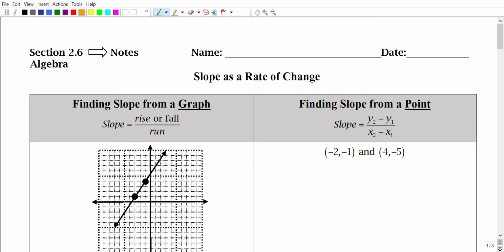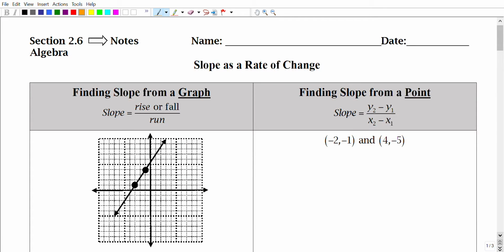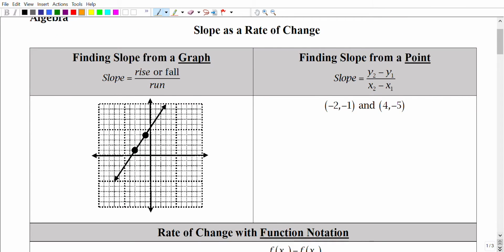Today we're looking at Section 2.6, which is focusing on slope as a rate of change. So we've talked about slope and how this is the rise over the run, and how it relates to a graph. But now we're actually going to look at it as a rate of change. So let's go ahead and get started right away on this first problem here.